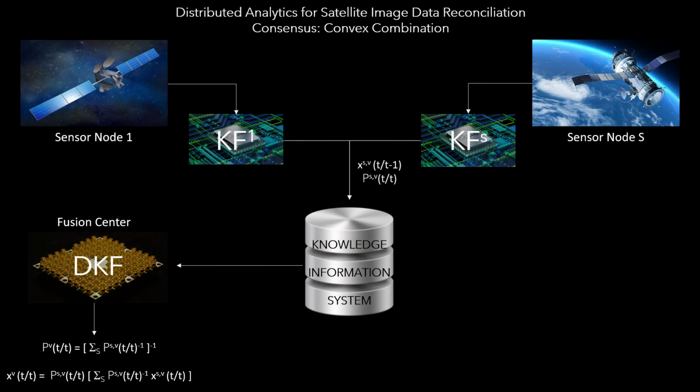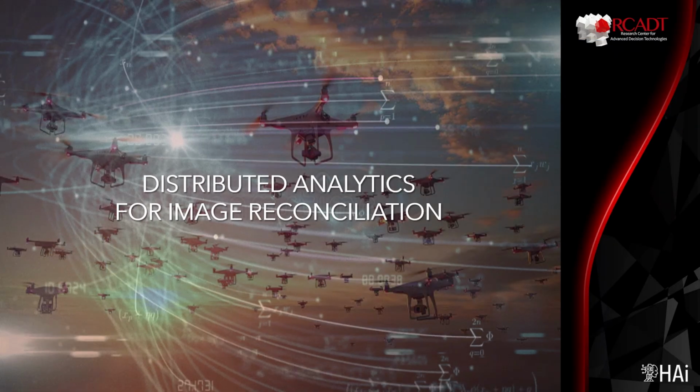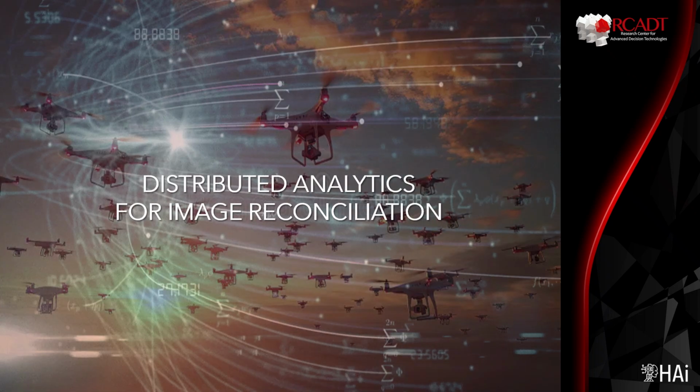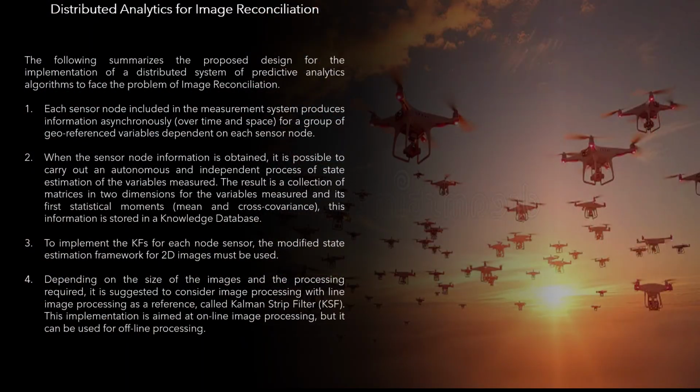The graph summarizes the flow of the proposed design for reconciliation of satellite images. Distributed analytics for image reconciliation. The following summarizes the proposed design for the implementation of a distributed system of predictive analytics algorithms to face the problem of image reconciliation. Each sensor node included in the measurement system produces information asynchronously, over time and space, for a group of geo-referenced variables dependent on each sensor node.